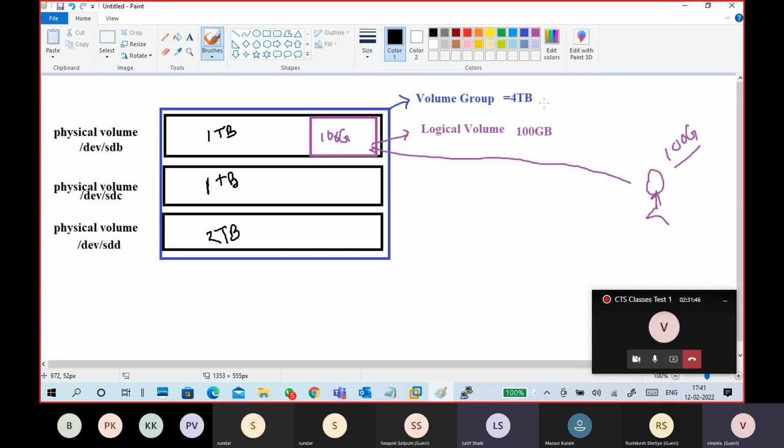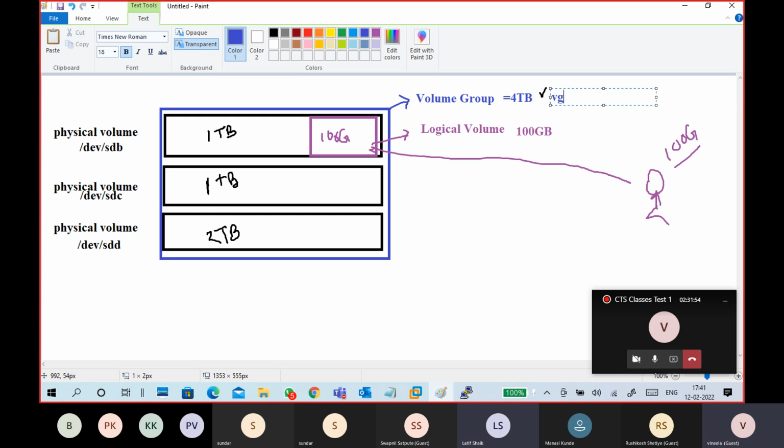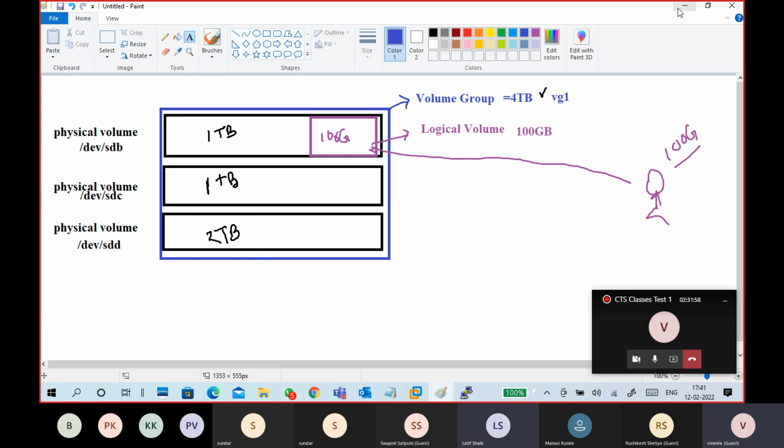You should create a volume group. I want to put a volume group name like this. Very simple name, VG1. Volume group name is VG1.